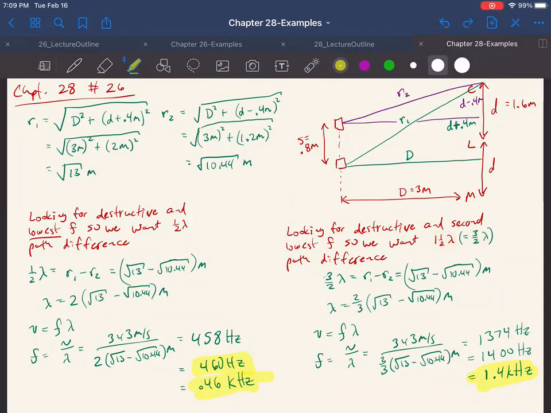And then I just went through and did the exact same thing that I did over here, except this time, instead of this 1/2 right here, I put 3/2 right there. And so instead of having this 2 over here, I end up with this 2/3 over there. I solved it the exact same way, the same process. This time, rounding off to 2 sig figs, I got 1400 hertz or 1.4 kilohertz. And so those are the 2 lowest ones that we could have there.